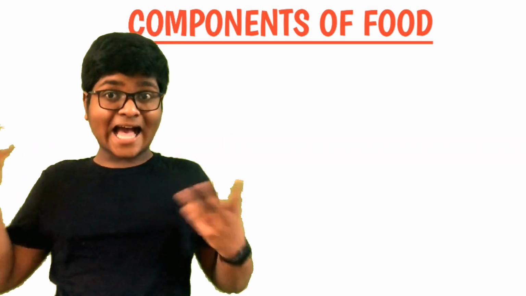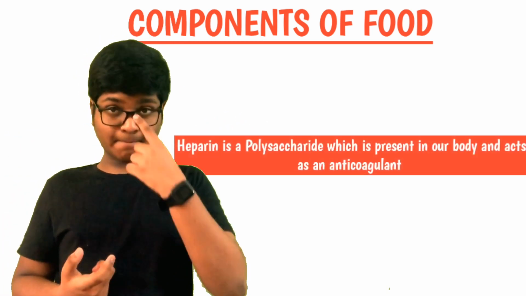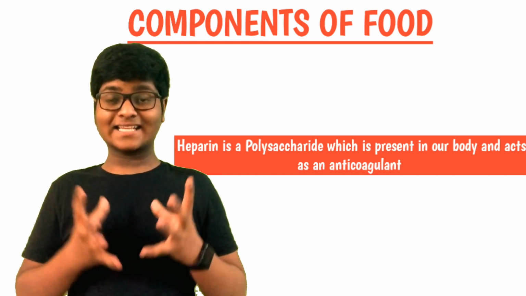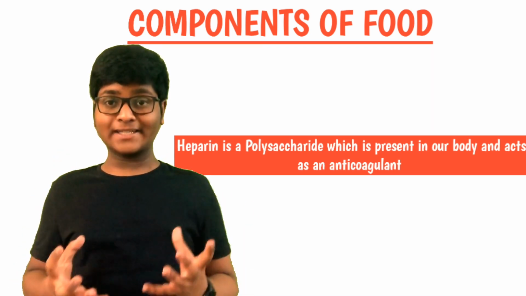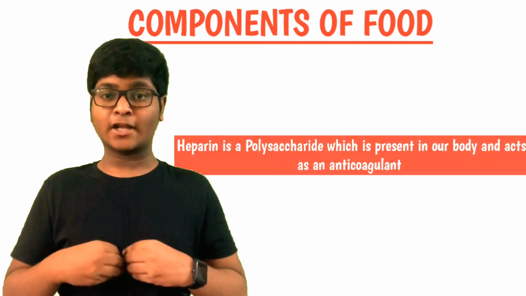There is another polysaccharide that is useful in our body, that is heparin. Heparin acts as a natural anticoagulant in our body, which helps to prevent blood clots inside our body.